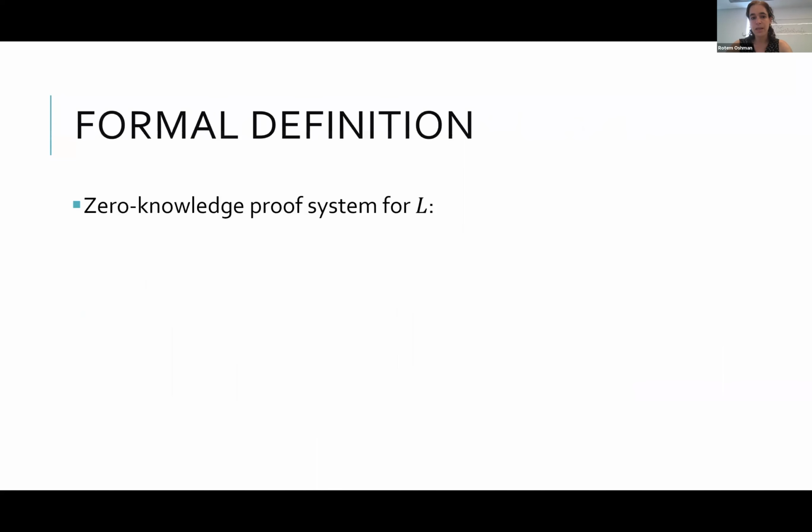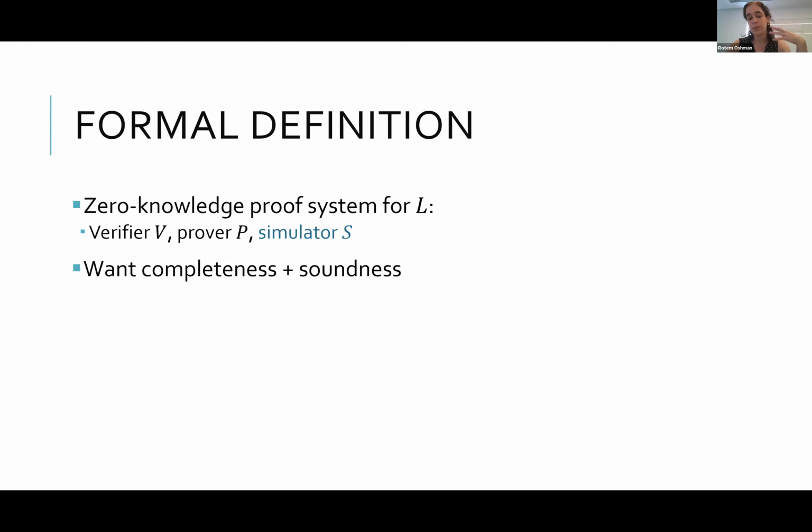So more formally, a zero knowledge proof system for some language L consists of a verifier V, which in complexity theory is a polynomial Turing machine, a prover P, which is unbounded computationally, and a simulator S, which is again polynomially bounded. It's a Turing machine which is polynomial. And I would like this to be complete and sound.